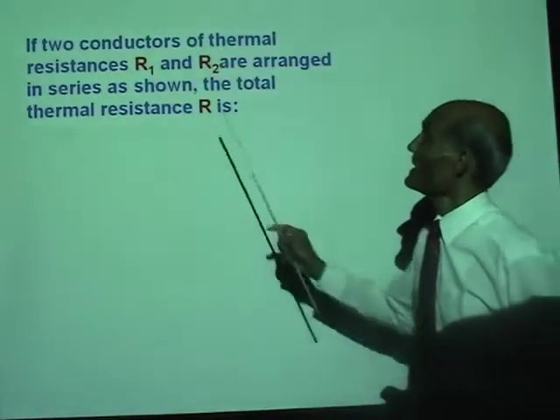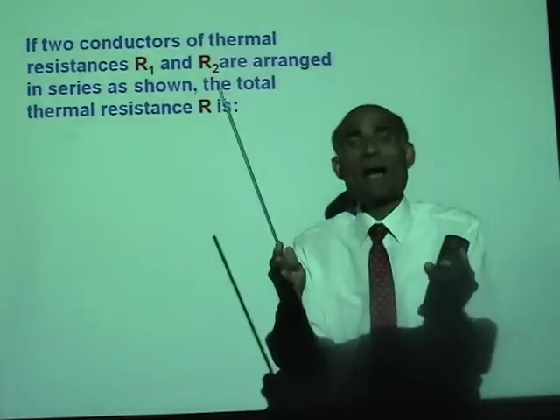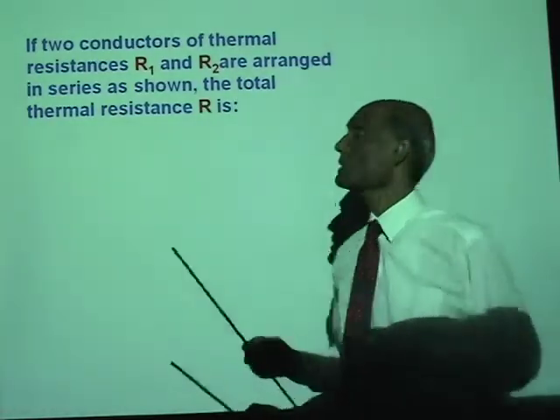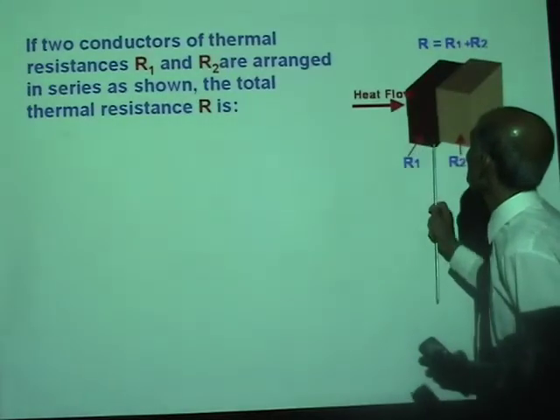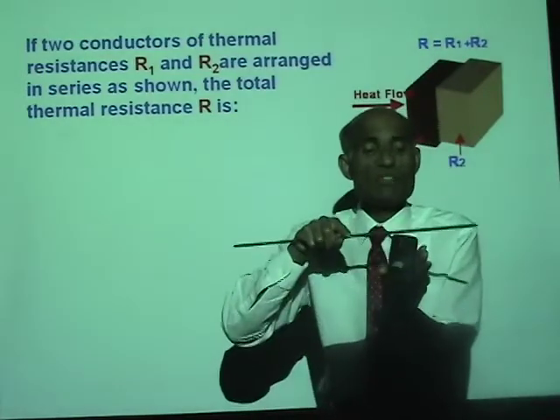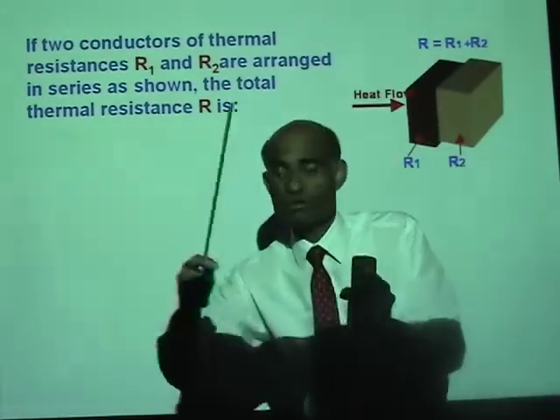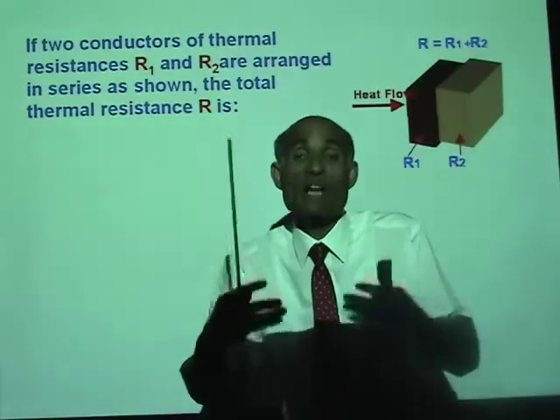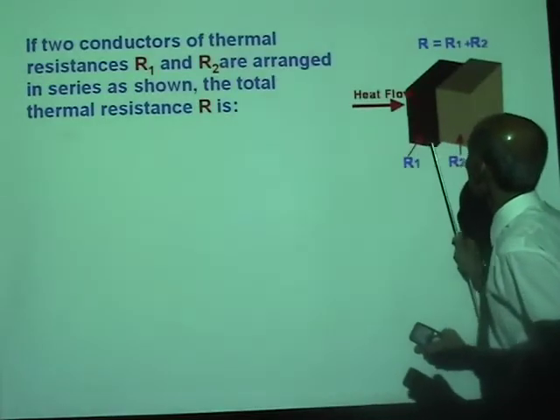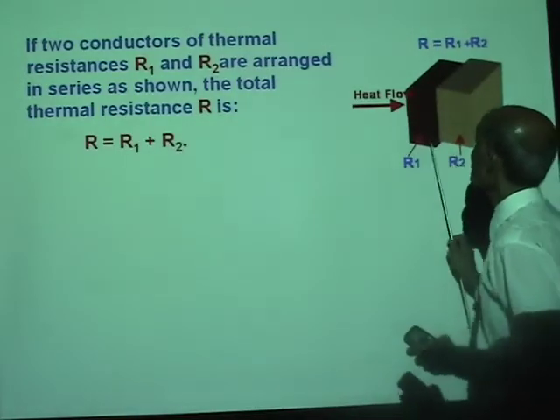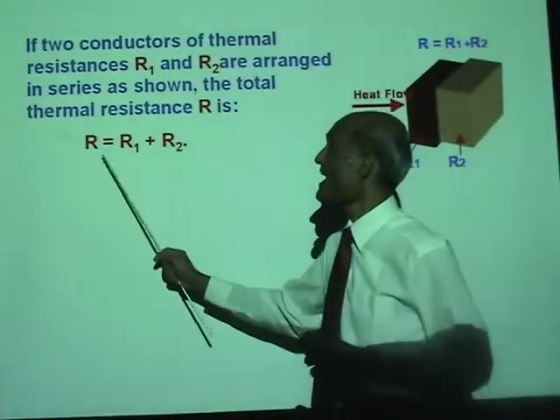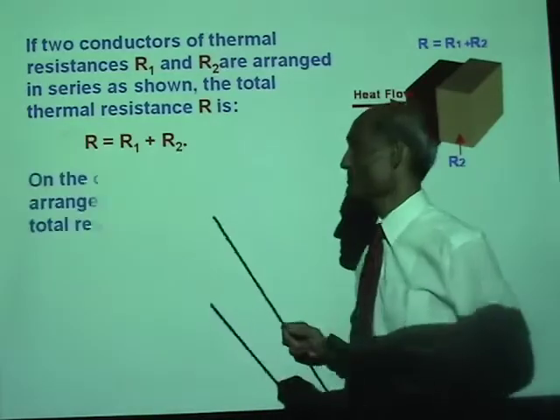Okay. Now, very often we combine thermal resistors in either series or parallel. Now, look at this. Here I have two thermal resistors combined in series. That means thermal energy has to pass through both to reach the other end. That means you are increasing the thermal resistance. Is that right? So, when thermal resistors are combined like this, the total thermal resistance will be the sum of the two resistances. R equal to R1 plus R2.